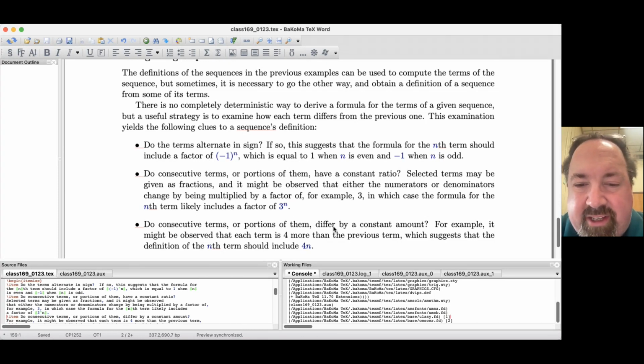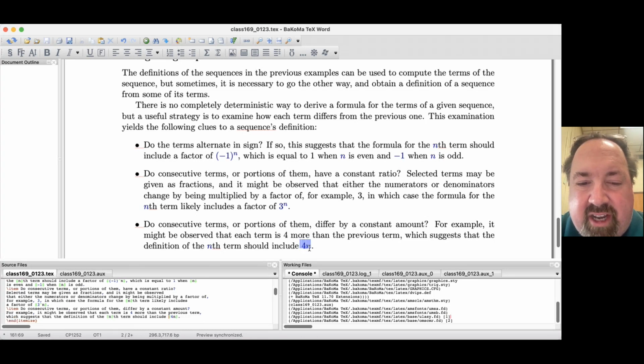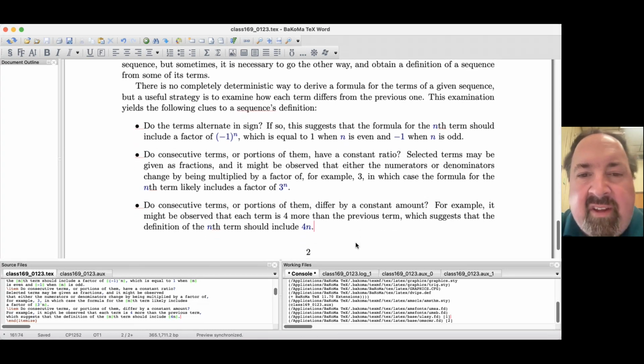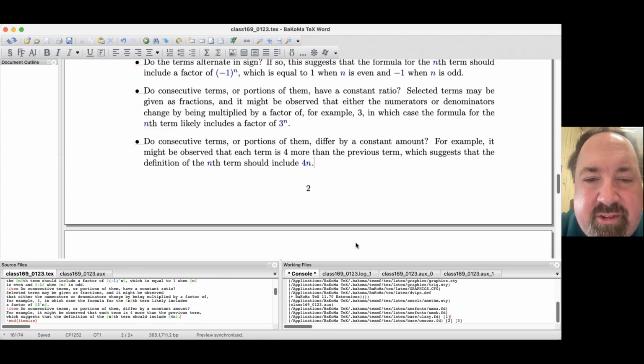Similarly, if you keep adding something to get from one number to the next, then you're going to have a multiple of n in your formula. So for instance, if you start with some number and you keep adding 4 to it, then a general description of that sequence would be 4n plus some number. And that could be determined like by the first one. And certainly these tips will help you with whatever homework problems we have in recognizing sequences. So now I'll do some examples.